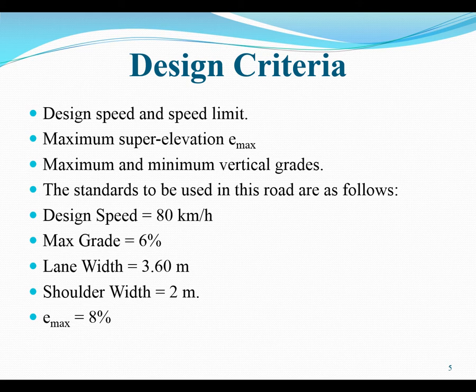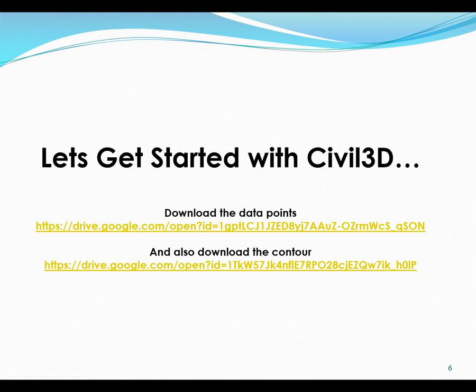Before we start, we need to have the design criteria. Here you'll see that the design speed is taken as 80 km/h. The maximum grade is taken 6%. Lane width would be 3.6, whereas the shoulder is 2 meters in width, and the Emax is 8%. Before you start, you are also required to download these two files. We will need these two files where we will create our corridor.